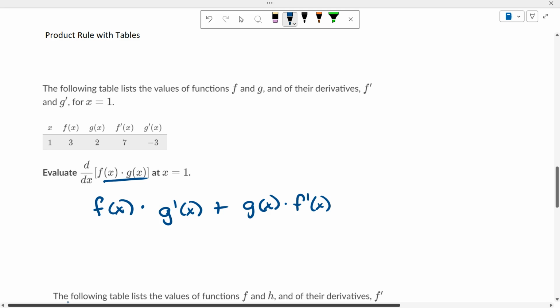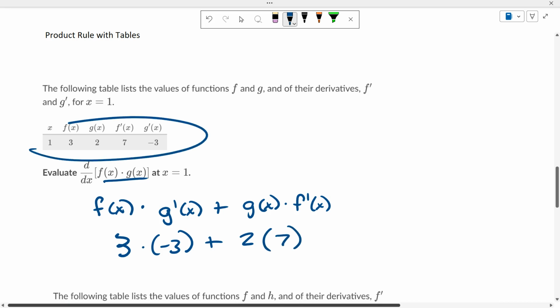So f of x is 3. First derivative of g of x is negative 3. Plus g of x is 2, times the first derivative of f of x is 7. All from the table right here. Just grabbing the numbers, putting them in. Negative 9 plus 14 equals 5. Easy peasy lemon squeezy.